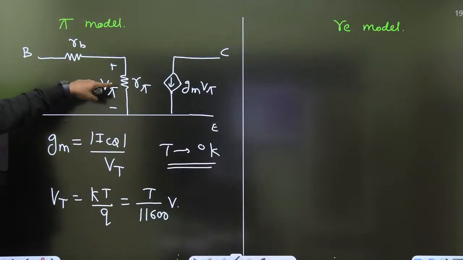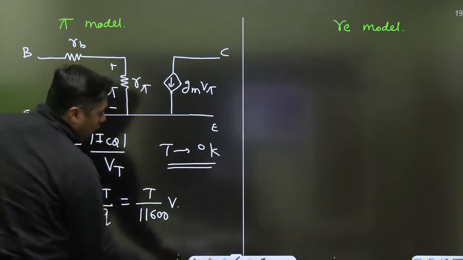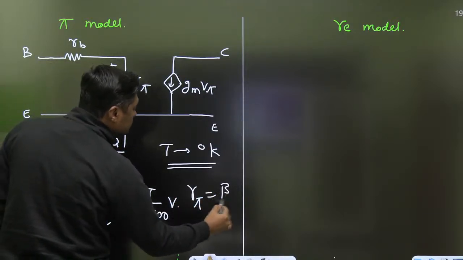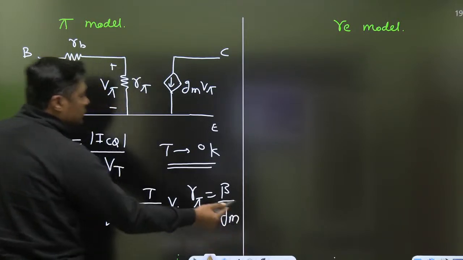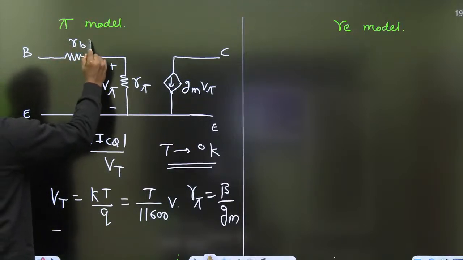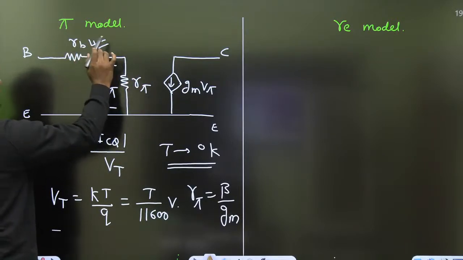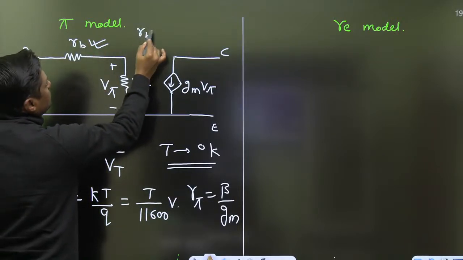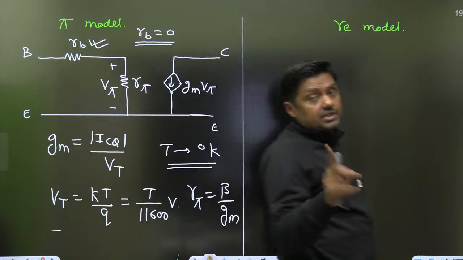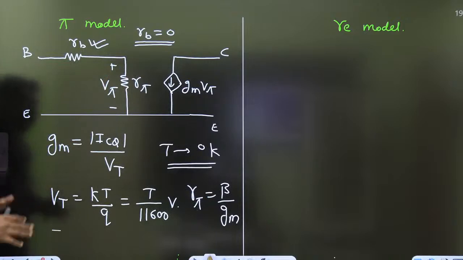Now in this same diagram you have to find the R pi also. Once you get the value of gm, R pi is nothing but beta by gm. Find the gm, find the R pi, then we can use this model. What about the RB? They will provide the value of RB in the diagram or in a particular question. If RB is not given, take it as 0. RB, base spreading resistance, leave it. If it is not given in the question, leave it. And that is called the simplified model.